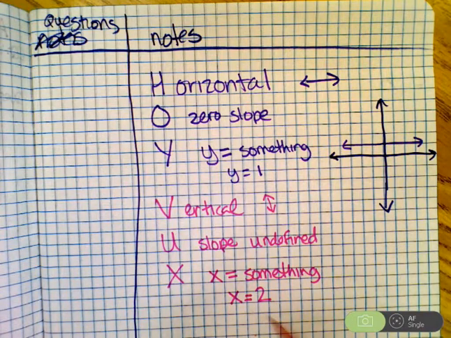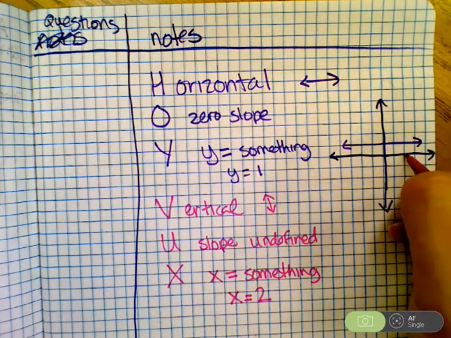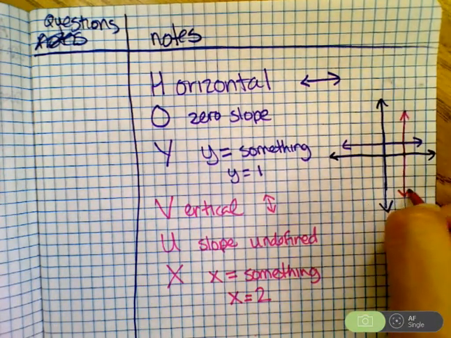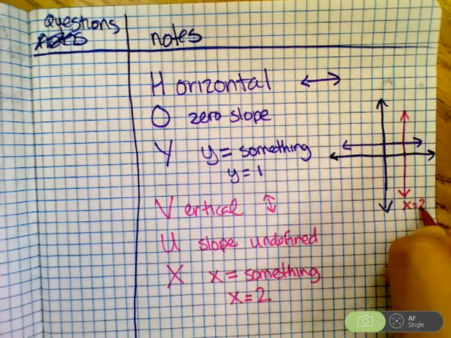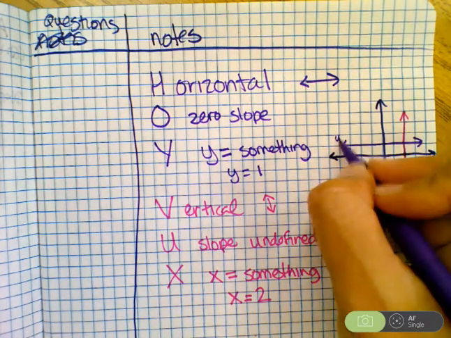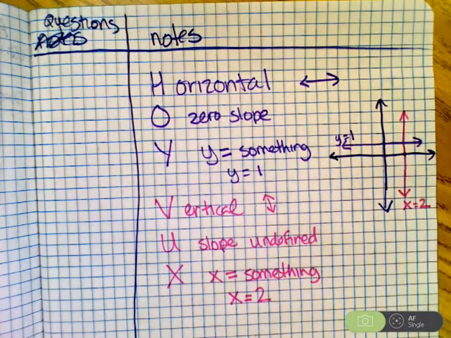And a vertical line at x equals 2 just means that I would go to 2 on my x-axis, and then I go straight up and down from there. So that line is x equals 2. Go back and label this one. This one was y equals 1.